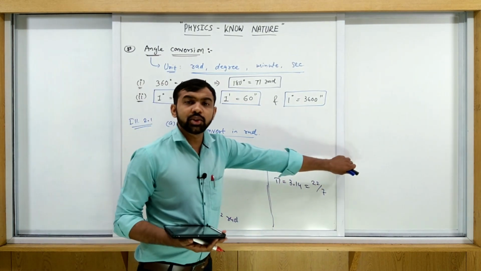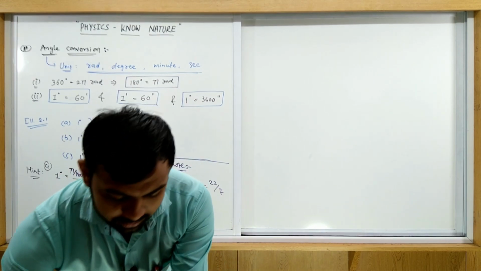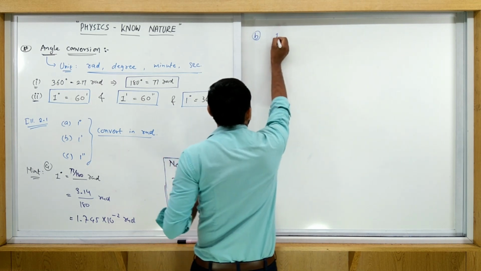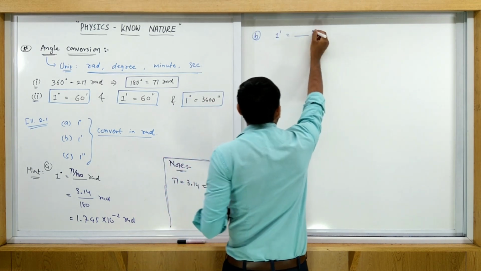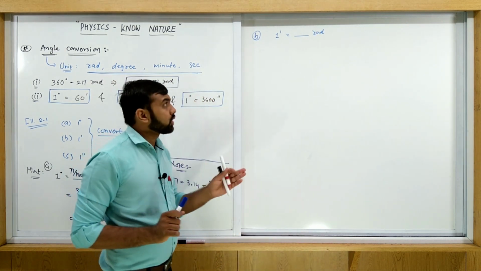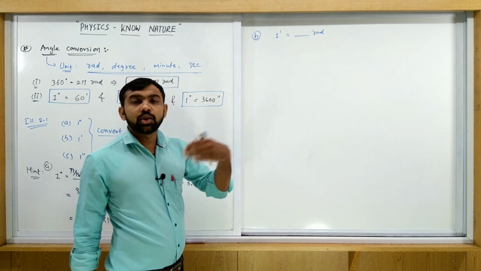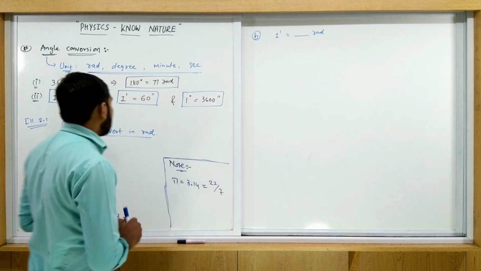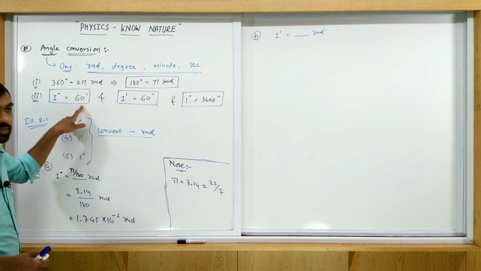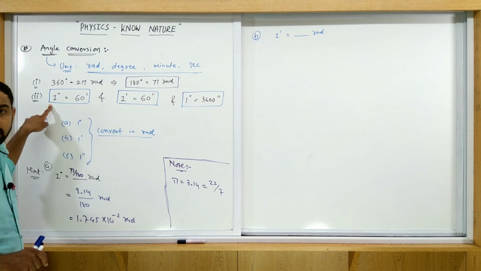1 minute converted into radian. Let's see how we convert it. Problem number 2. 1 minute is equal to blank radian. Quite a simple example, but first you convert this minute into degree, and after that you convert degree to radian. So what is the relation between minute and degree? 1 degree is equal to 60 minutes. So 1 minute is equal to 1/60 degree.